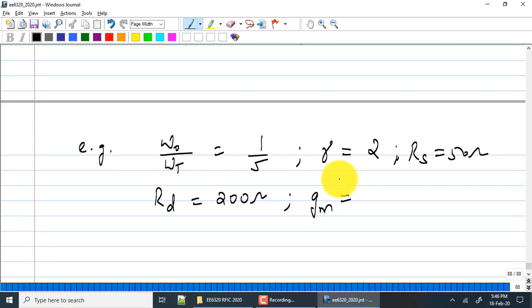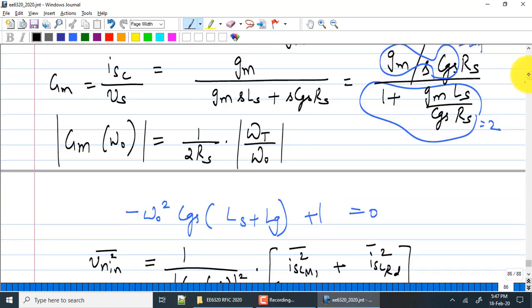Actually, it does not. The minute you set omega naught and omega t, the value of GM itself can be set to almost anything. The transconductance and gain of the circuit does not depend on GM. The transconductance is 1 over 2 Rs times omega t by omega naught. If omega t by omega naught is 5, you can see that the overall transconductance is about 50 millisiemens.